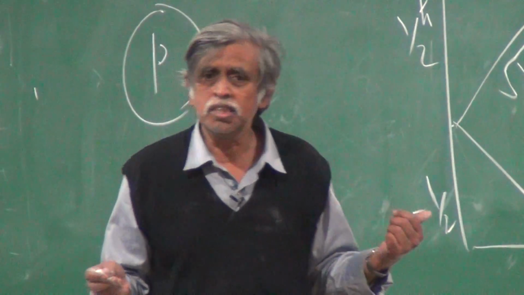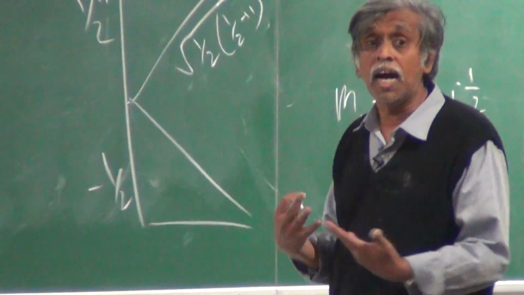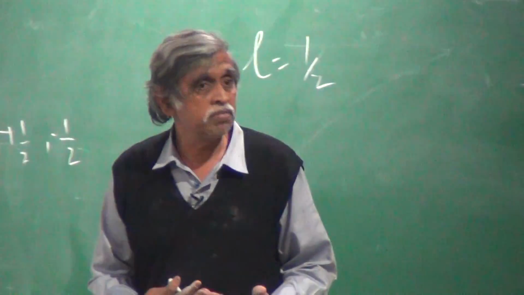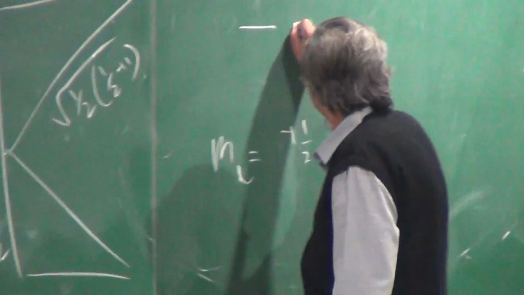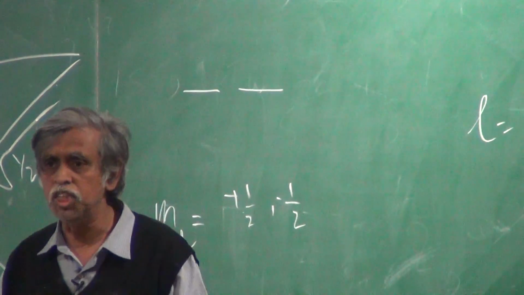Two are essentially degenerate, identical energies. So if you want to draw an energy level diagram for these plus half and minus half states, what would I do? That's all I'll do, because the two states are the same energy.